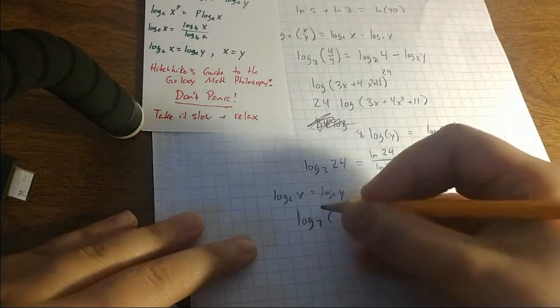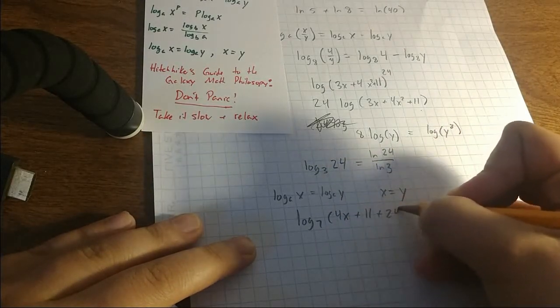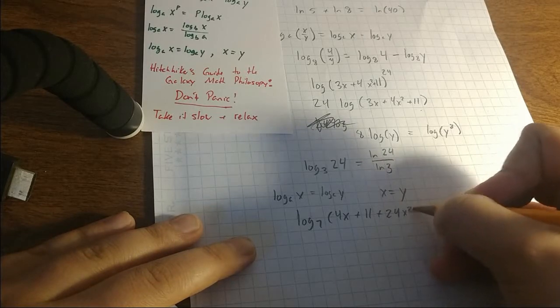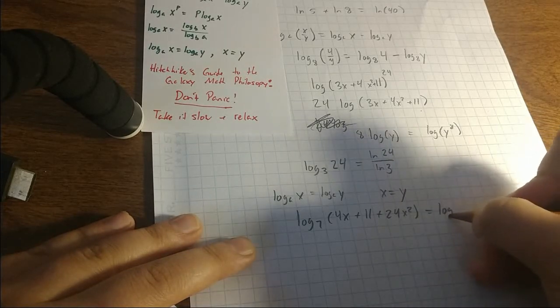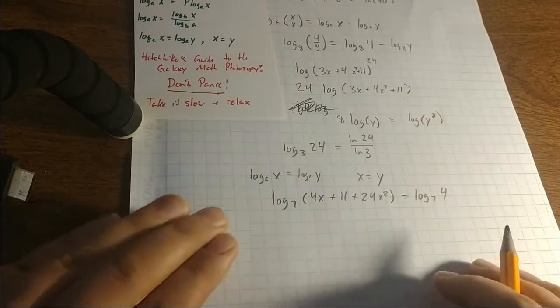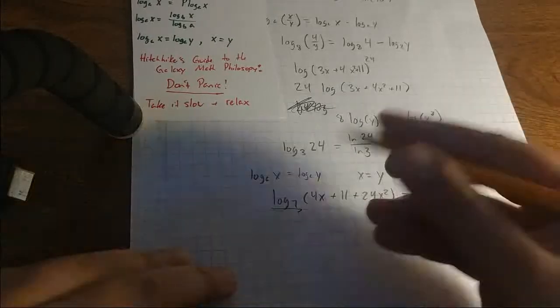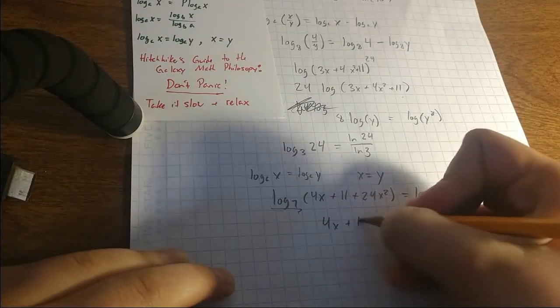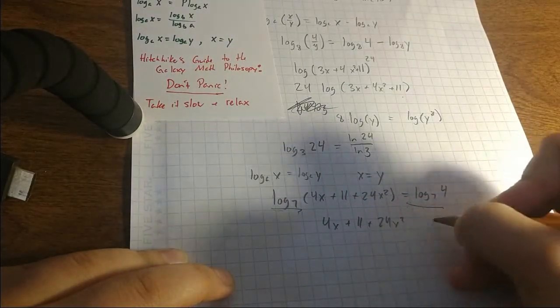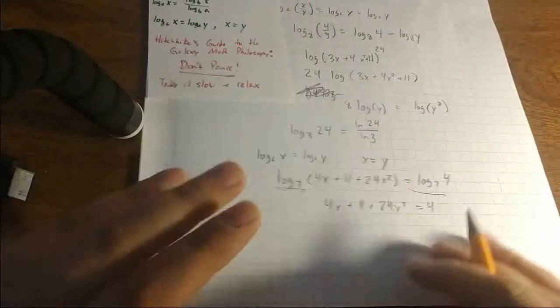Like we have, you see this and it's a lot and you're kind of nervous about it, right? But see how log 7 and log 7, then that just means 4x plus 11 plus 24x squared is equal to 4. And then you can solve that and you feel a lot better.